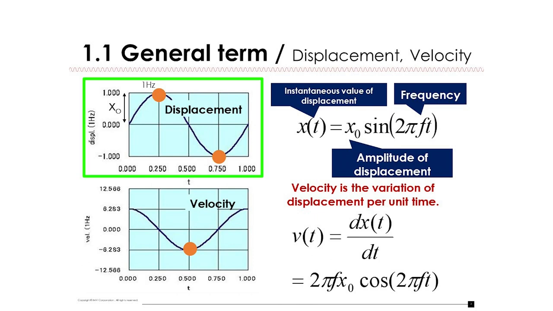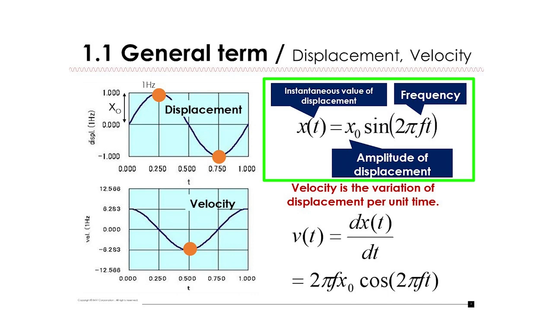Displacement is a quantity to express how far an object moves from a certain position. The graph on the upper left side shows the position per second of an object that is vibrating at 1 Hz. The mathematical expression on the upper right side is the general formula for a sine wave. The alphabetic character f stands for frequency, t for time, and x0 for the amplitude of displacement, the maximum moving quantity.